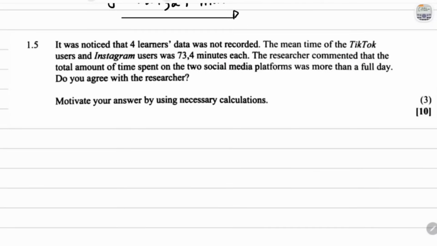Then question 1.5 says, it was noticed that 4 learners' data was not recorded. Okay, this is very important. 4 learners' data was not recorded. And now they say the mean time of the TikTok users and Instagram users was 73.4 minutes each. Now, I wonder, do they mean the new mean, because these 4 learners were not recorded? It's probably the new mean.